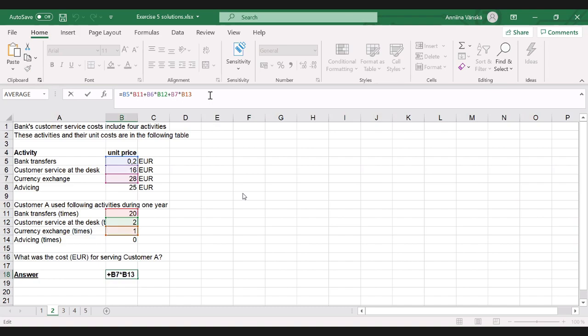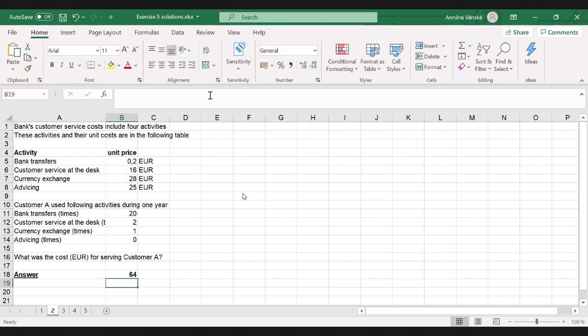So 20 times the bank transfer unit price, which I sometimes call price tag. So 20 cents, twice the customer service at the desk, and then 1 time the currency exchange. Advising wasn't used in the formula at all because the customer A wasn't using any advice during the year. And therefore the answer is 64 euros.